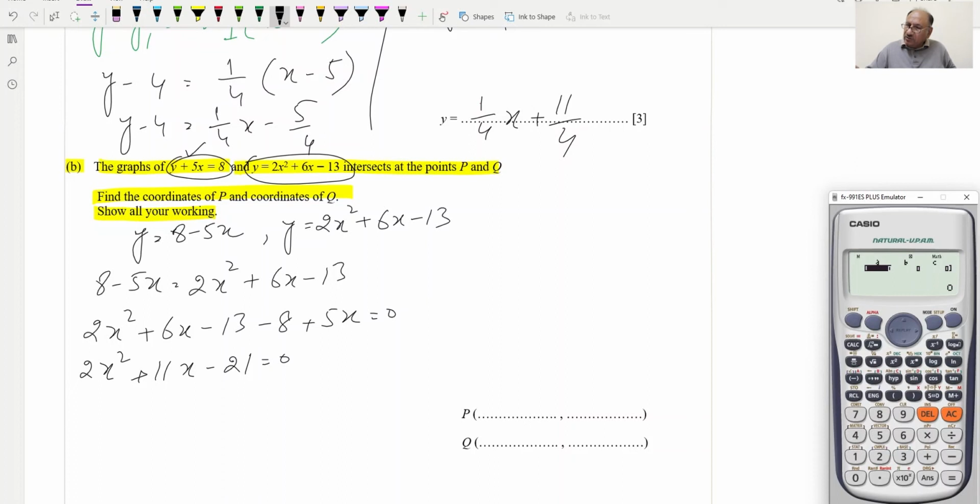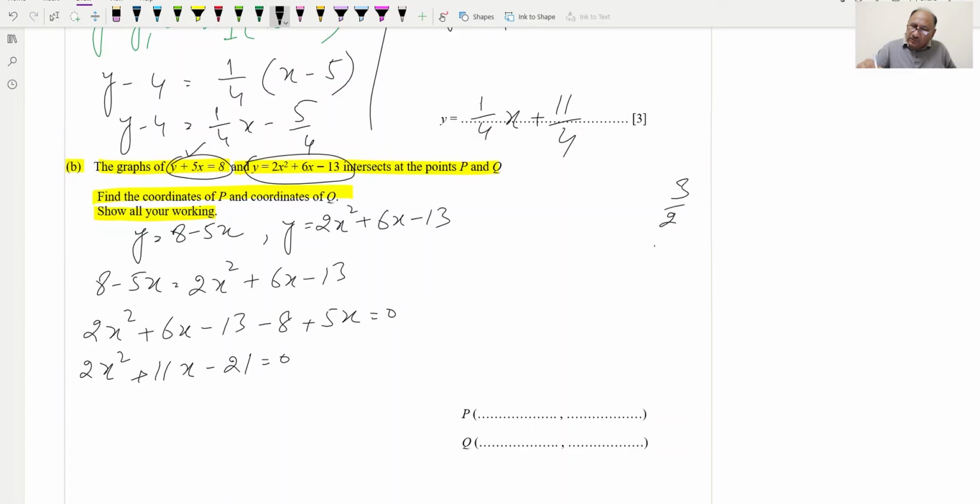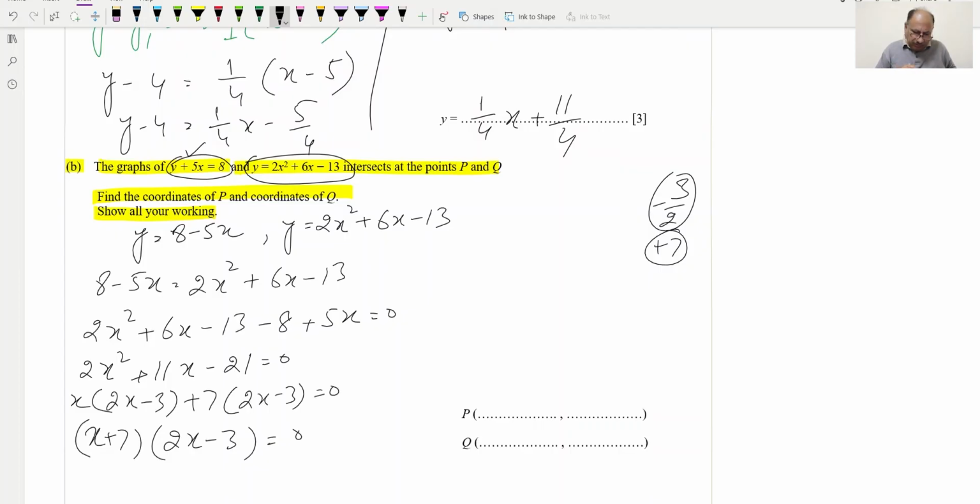So we'll get 3 by 2 and minus 7. So we will change sign and use these numbers. So we can write x plus 7 and 2x minus 3 is equal to 0. Intermediate step, we can write x plus 7 into 2x minus 3 is equal to 0, and this implies x is equal to minus 7 and x is equal to 3 by 2.